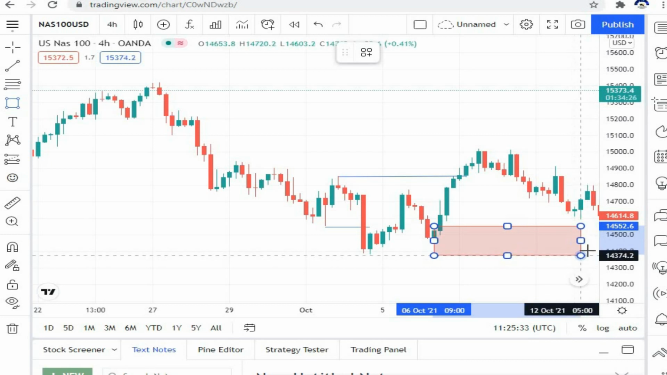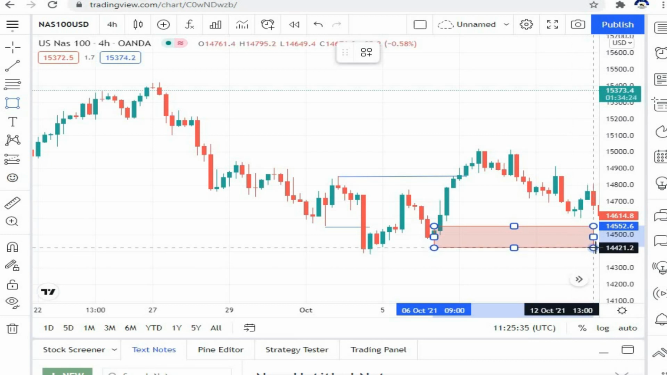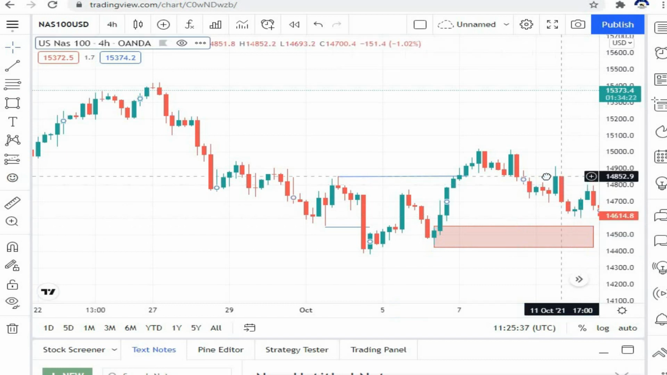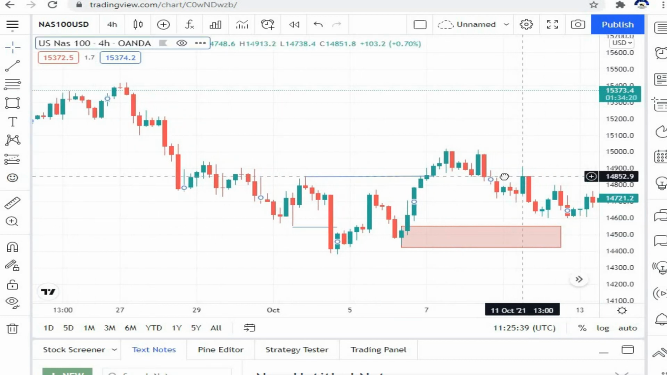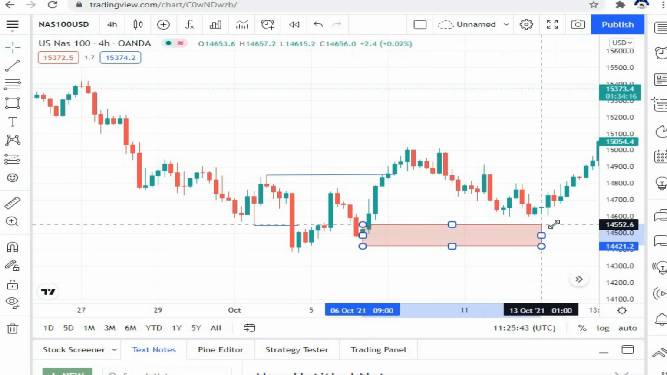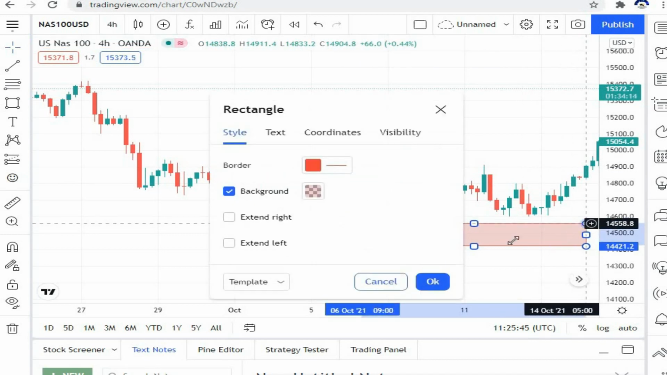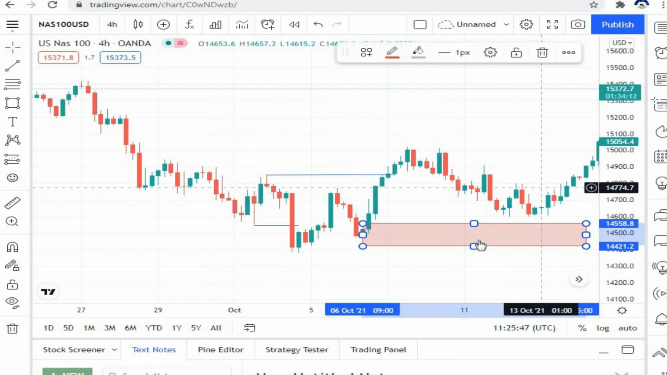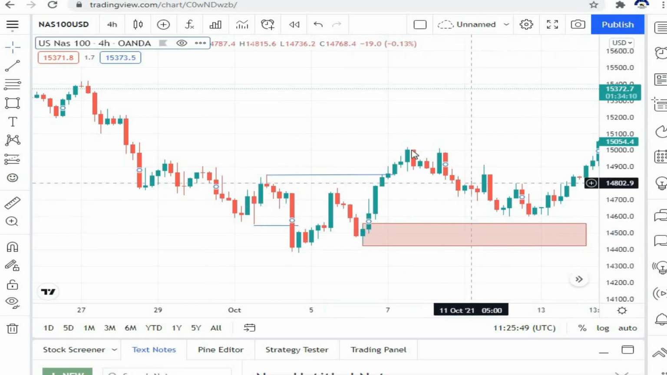Right here. Sorry about that. Right there. So let's see how price rejected the zone. You can see, guys, that's where the base area was at. But now let's go back to what?